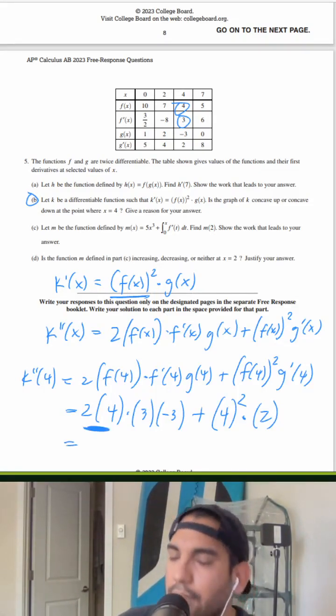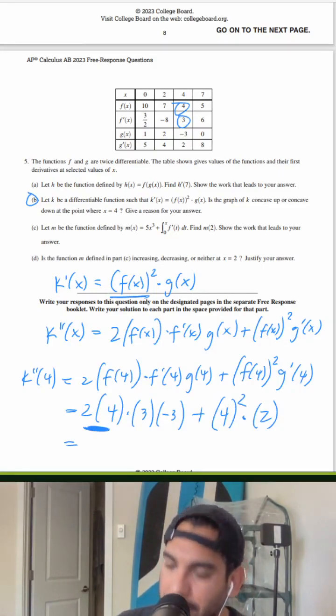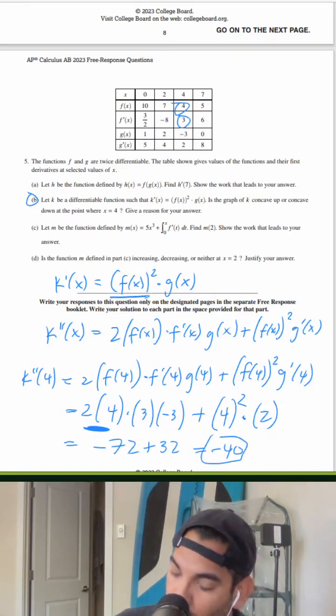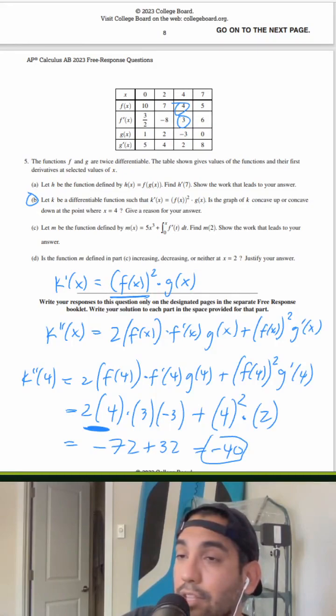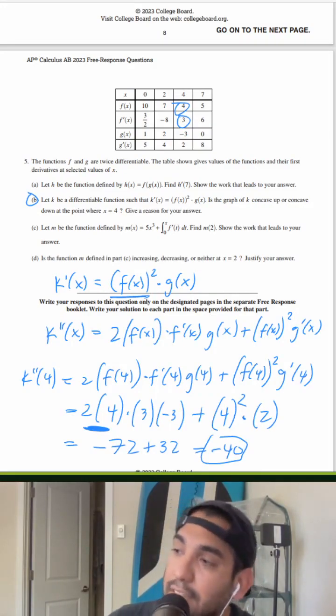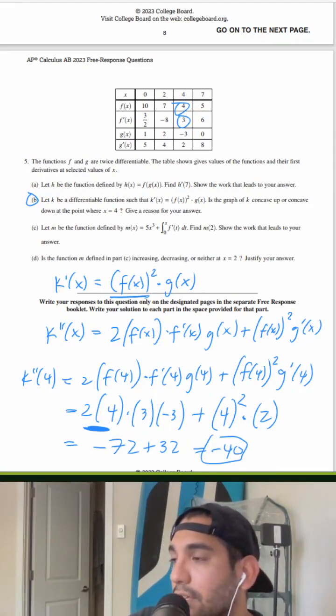So let's see, 2 times 4 is 8 times negative 9, so negative 72, and then plus 32, and I believe that's negative 40. So we found that this is negative 40. The question was asking whether it's concave up or concave down, and because the second derivative is negative, it's going to be concave down.